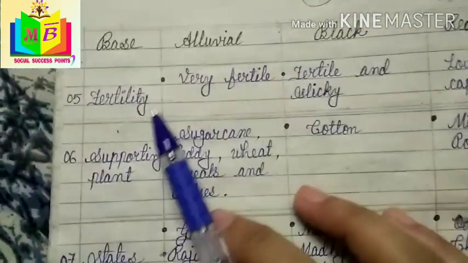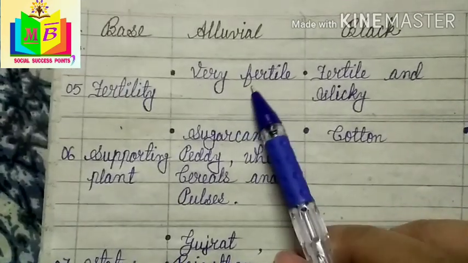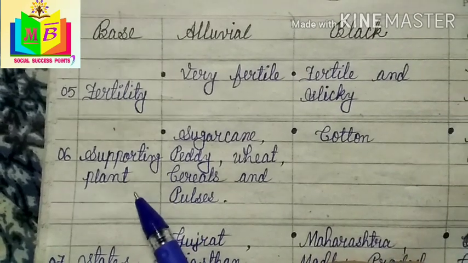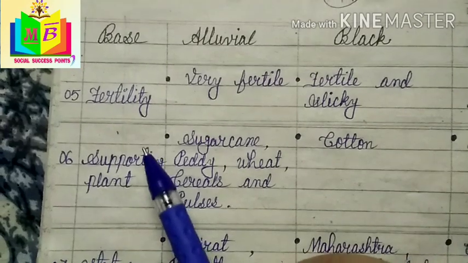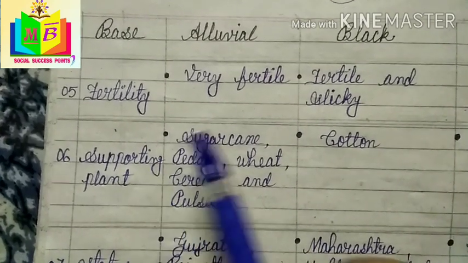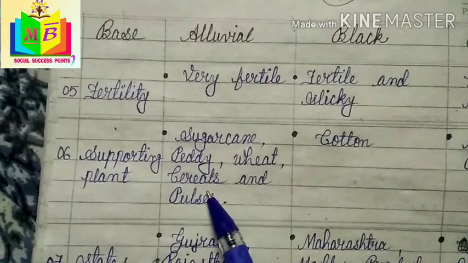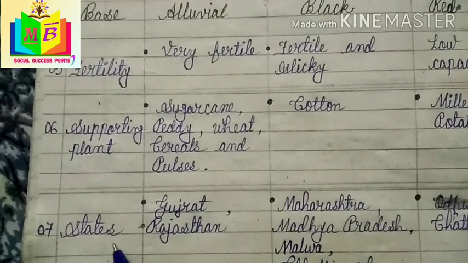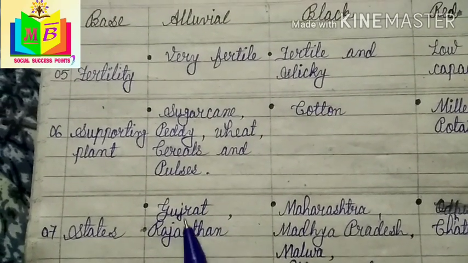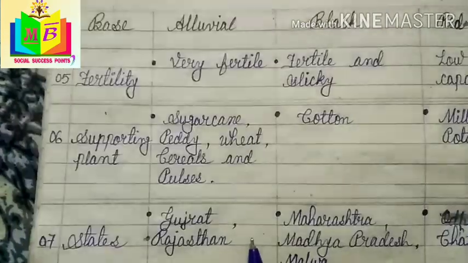Now next, fifth, fertility. If we talk about fertility, alluvial soil is very fertile. And next is supporting plants. There are so many crops supported by alluvial soil, such as sugarcane, paddy, wheat, cereals and pulses. At the last stage is states. In which states is alluvial soil found? Alluvial soil is found in Gujarat and Rajasthan, etc.